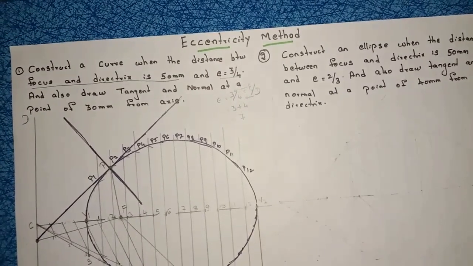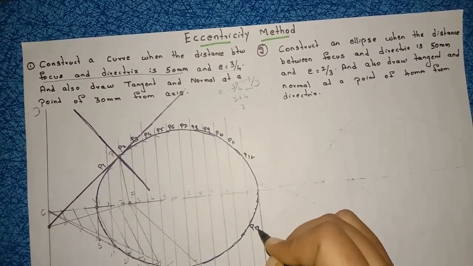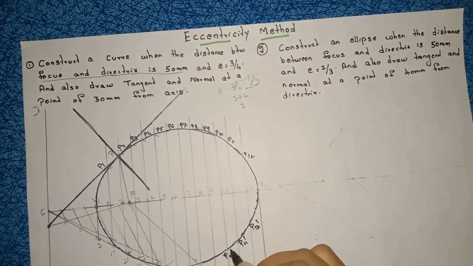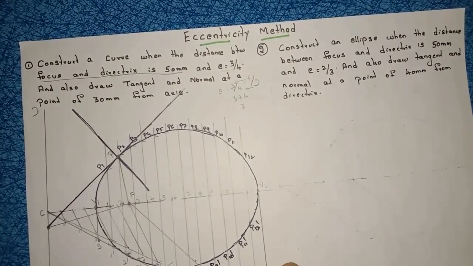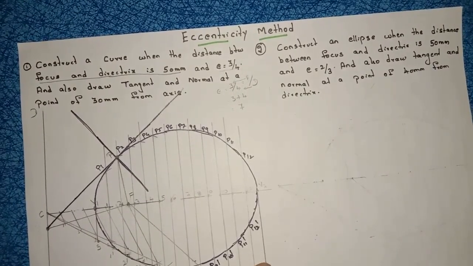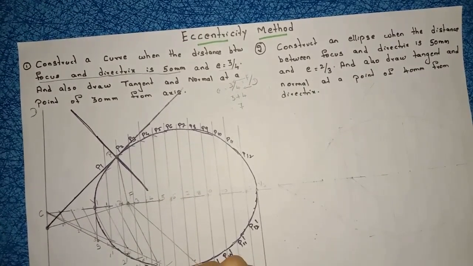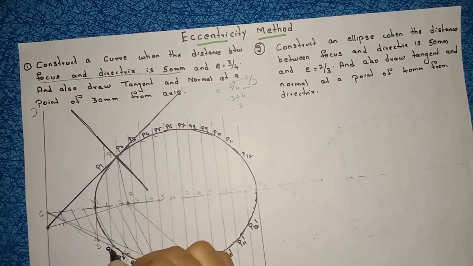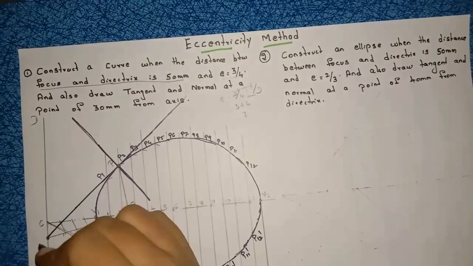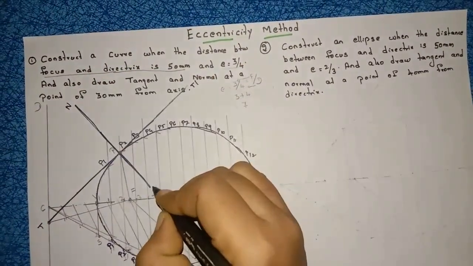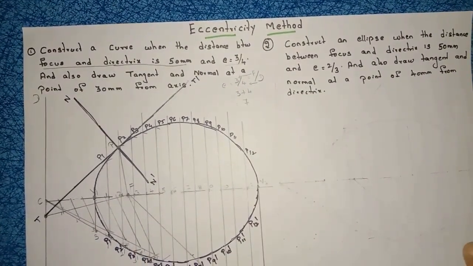12th point P12. Same here, P12 dash, right? P11 dash, P10 dash, P9 dash, P8 dash, P7 dash, P6 dash, P5 dash, P4 dash, P3 dash, P2 dash and here P1 dash. Right, and this is your tangent T, T dash. This is your normal N, N dash, right?